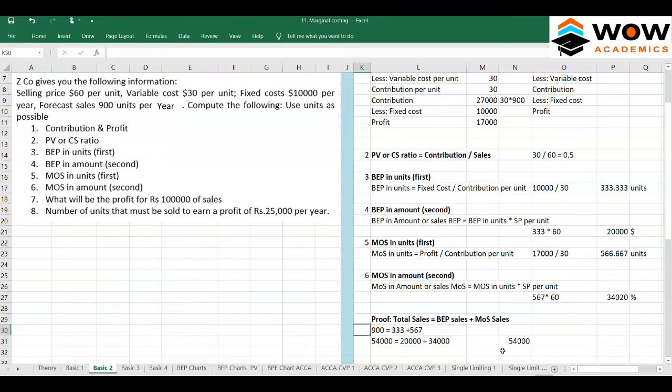You don't need to show proof in your exam, but this is a technique to check whether your answer is correct or not. Sometimes if you forget the MOS formula, this is a shortcut. You know the total sales units and you know the BEP sales units. Deduct one from the other, you will get the MOS sales units. It's like a shortcut. You can try that also. So we have done it for both.